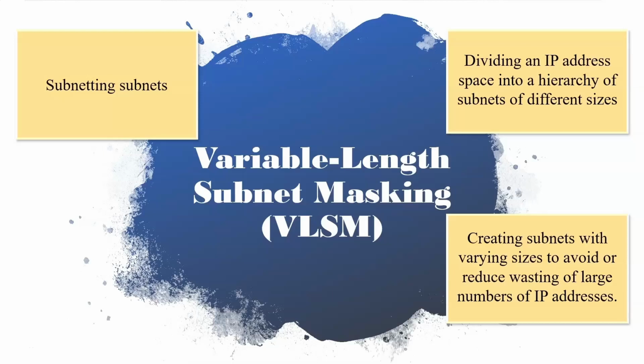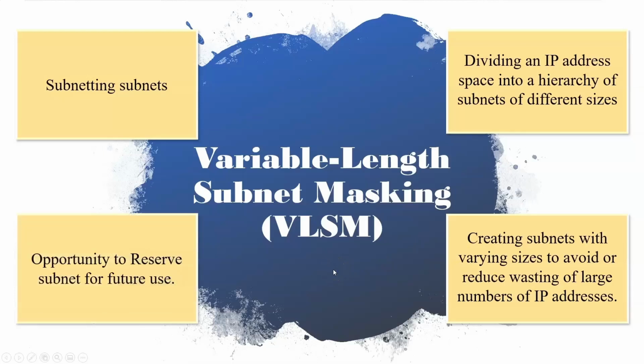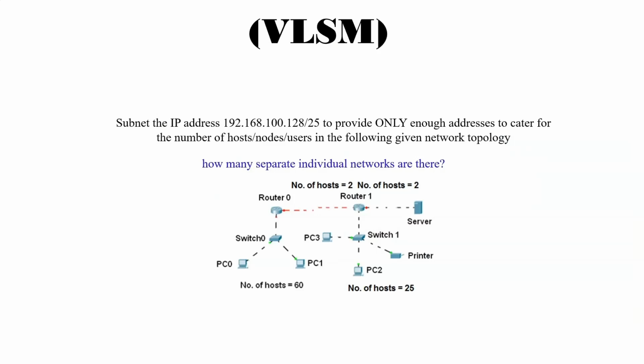So in order to avoid or reduce the IP address wastage, variable length subnet masking provides the solution. And it gives us an opportunity to reserve subnets for future use. To make this topic easy to understand, let's take an example, and through the example we'll work it out and try to understand what variable length subnet masking is.